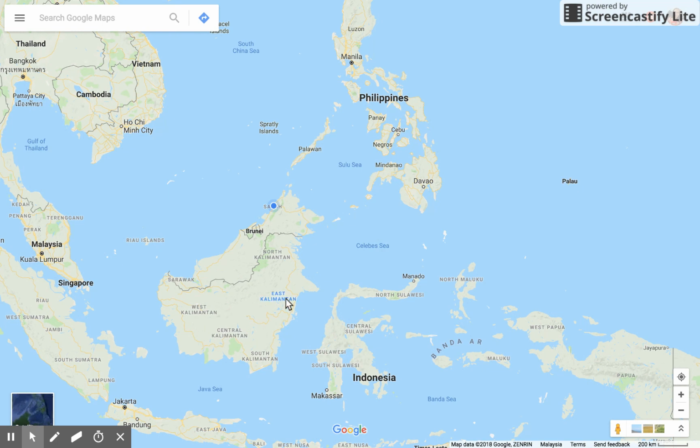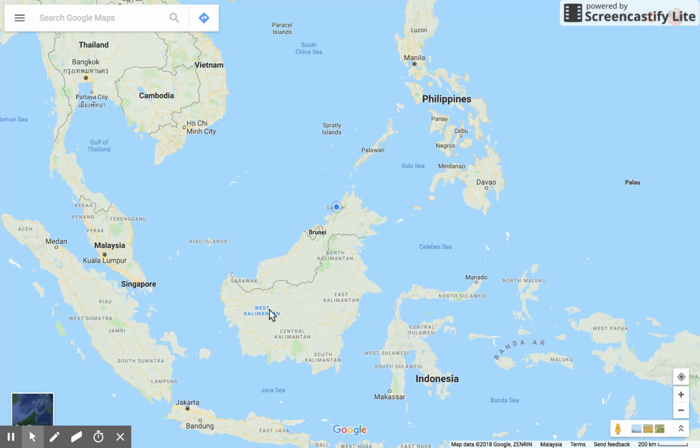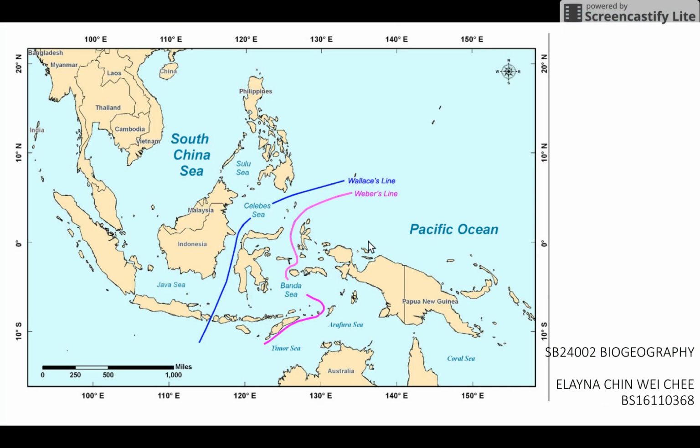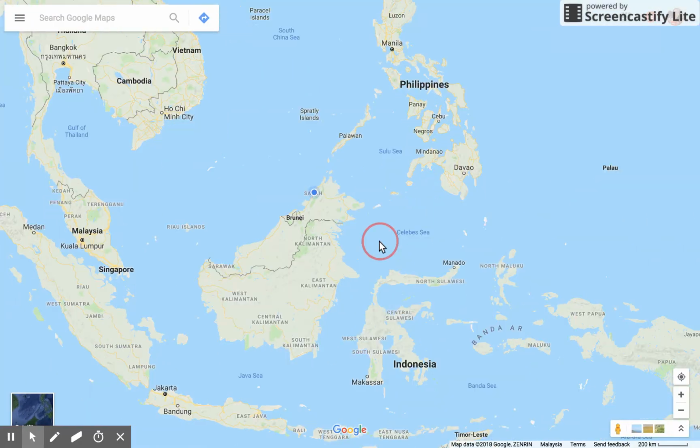So where's Sundaland? Sundaland is the Malay Peninsula, Borneo, and Java, then Sumatra and Palawan. Palawan is over here. The Philippines is over here. And Wallacea. Okay, so what is Wallacea? There's a Wallace's line. Can you see? Wallace's line. So anything beneath, which is the Sulawesi. Yes. So this is the insular part of Southeast Asia.